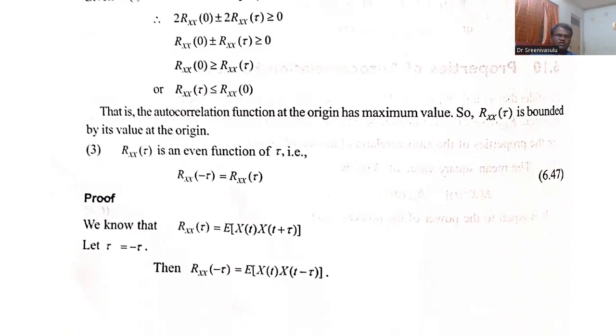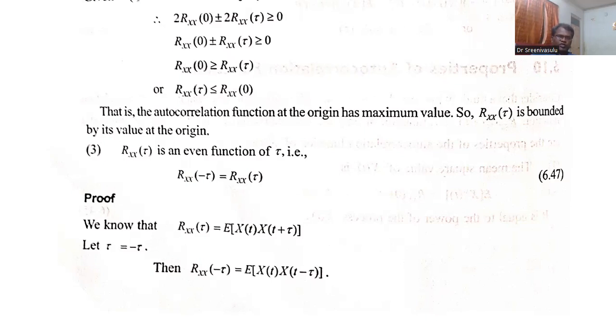Next one is another property. Rxx of tau is an even function. You know an even function: x of t is equal to x of minus t. Then we can say that it is even, or even symmetric.